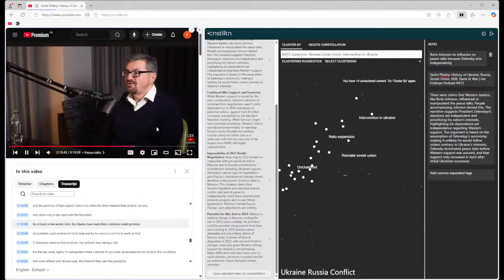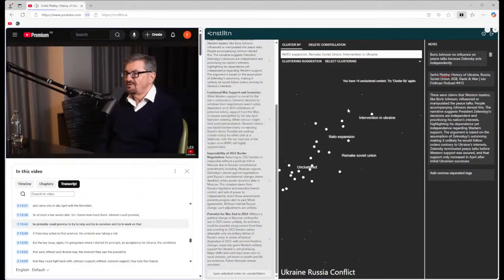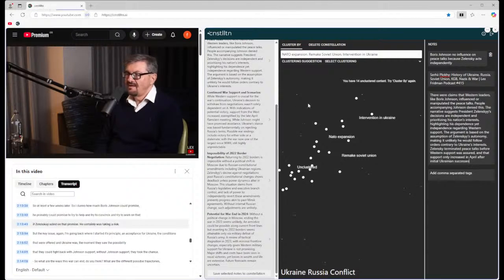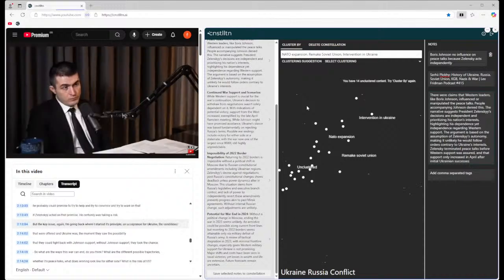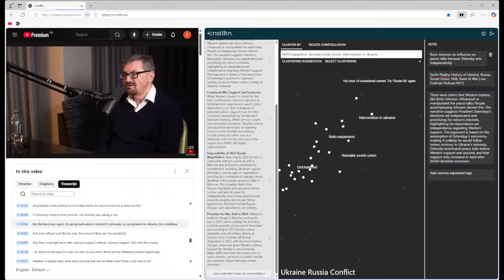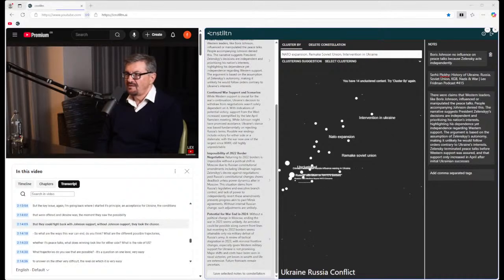You know how much Boris Johnson could promise. He probably could promise to try to help and try to convince and try to work on that. If Zelensky acted on that promise, he certainly was taking a risk. But the key issue, again, I'm going back to where I started, is the principle, the acceptance for Ukraine of the conditions that were offered. And Ukraine was, the moment they saw the possibility that they could fight back, with Johnson's support or without Johnson's support, they took the chance.